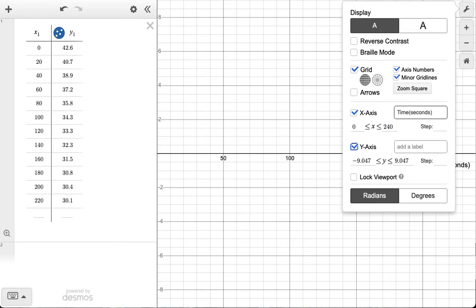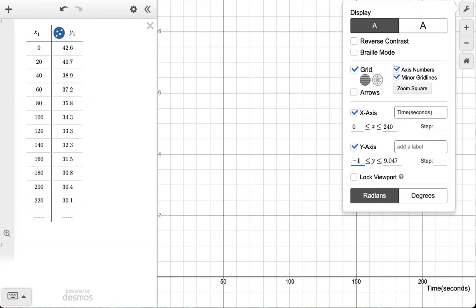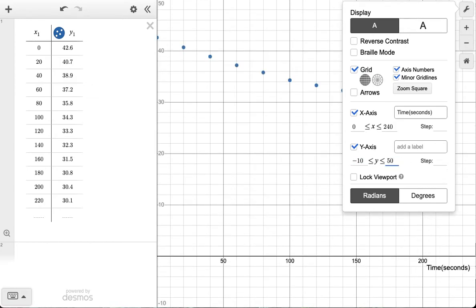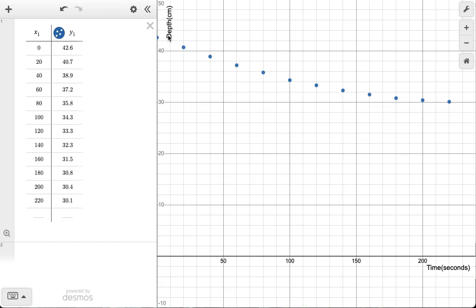And on the y values, we can see we get as low as about 30 centimeters and as high as about 42. So I like to see the floor. So you certainly could go from 30 to 45, but I like to see the x-axis. So I'm going to go from negative 10 to about 50. And we'll label this as depth of the water in centimeters. And so here's my graph. And so we can see this isn't quite a straight graph.